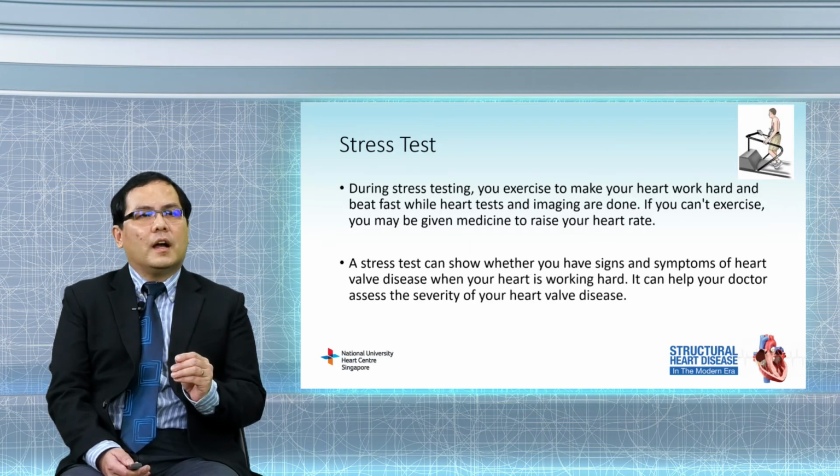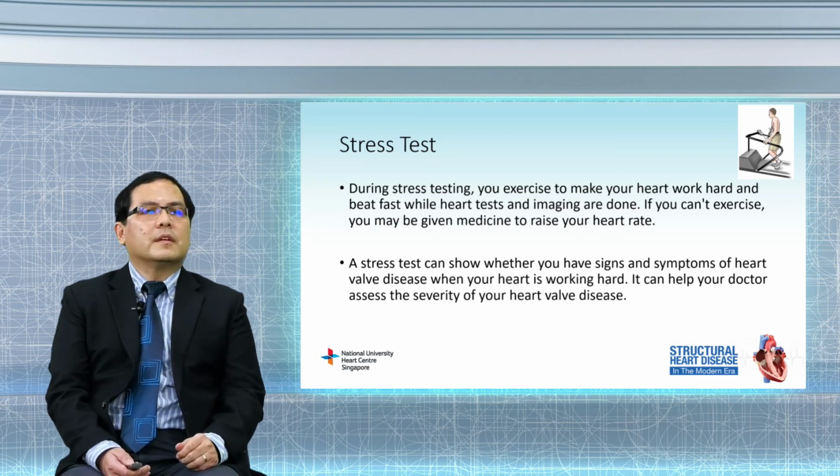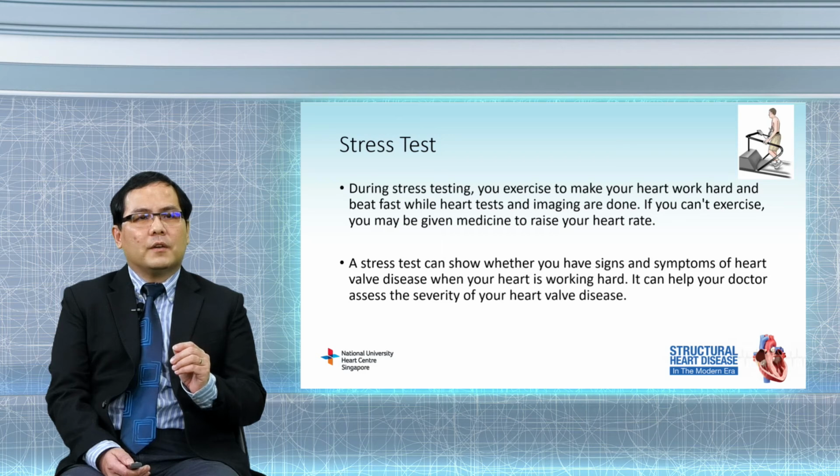Stress testing is a simple test. During a stress test, you will exercise to make your heart work hard and beat fast while the heart tests and imaging are done. However, if you can't exercise, you may be given some medication to raise your heart rate during the procedure. The stress test can show whether you have signs and symptoms of heart valve disease when your heart is working very hard. It can also help your doctors determine the severity of your heart valve disease.